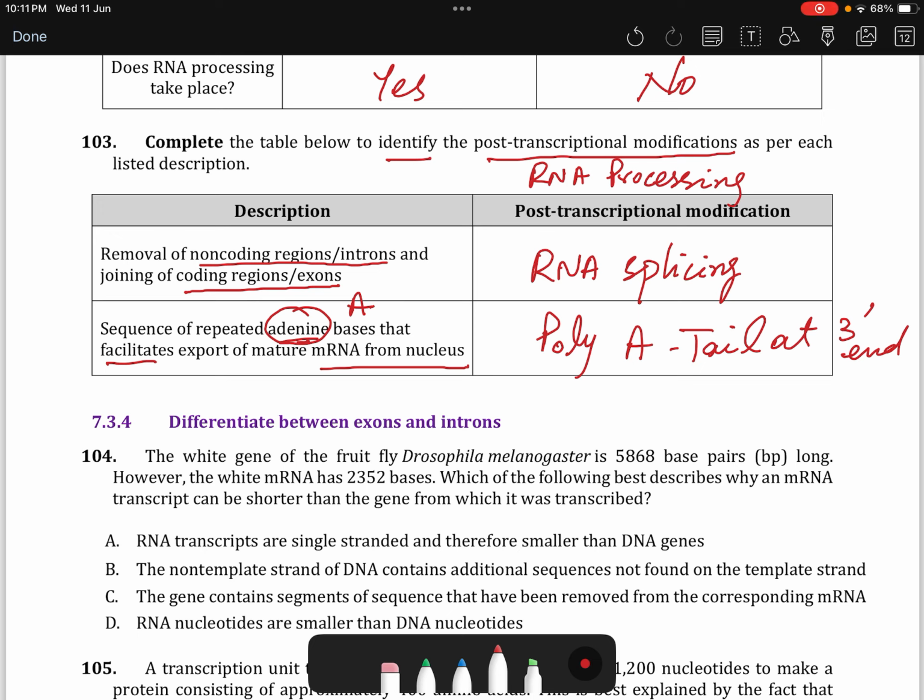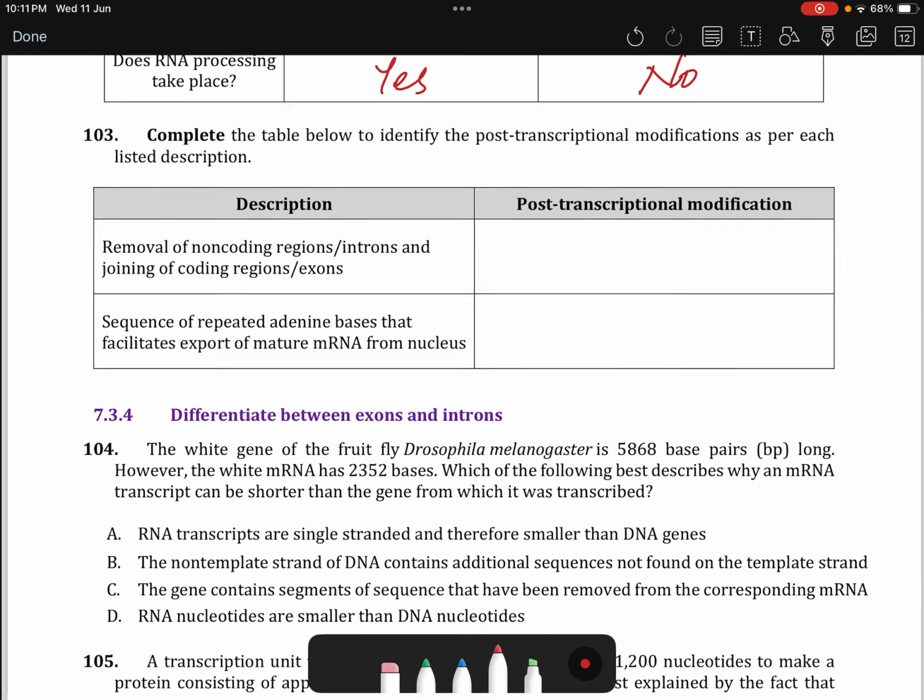Differentiate between the introns and exons, next one, and this is very clear over here. Introns are non-coding regions and the exons are the coding regions.